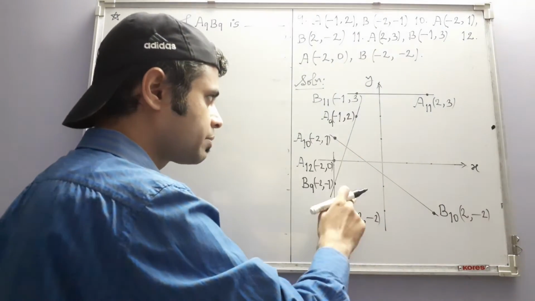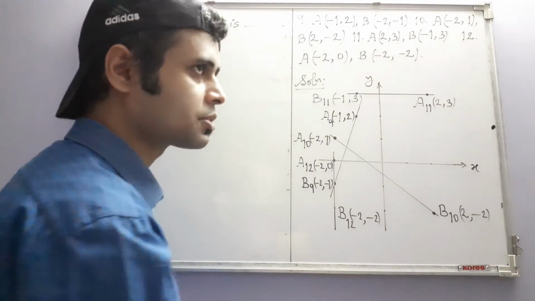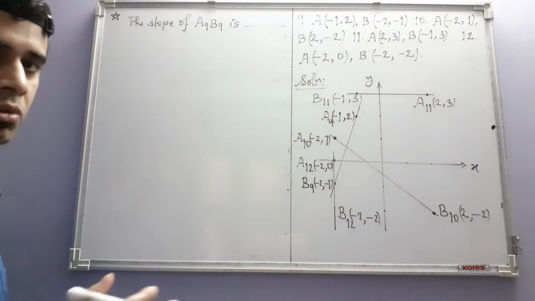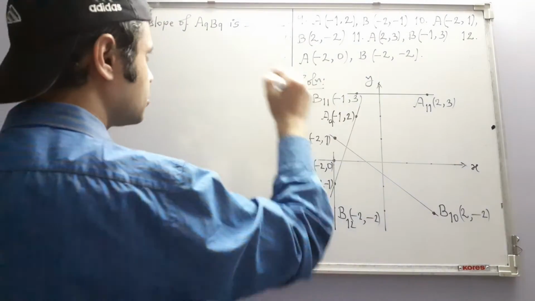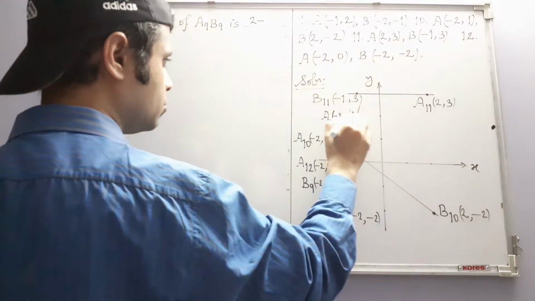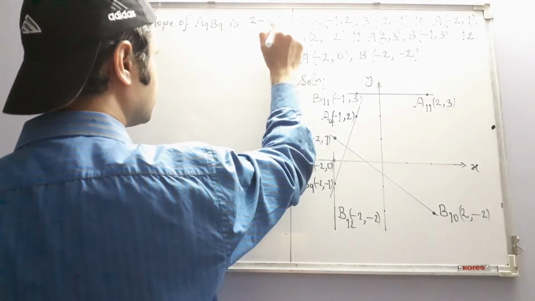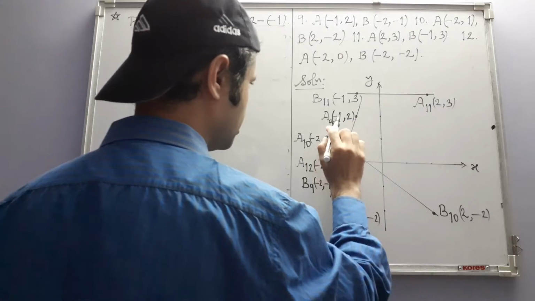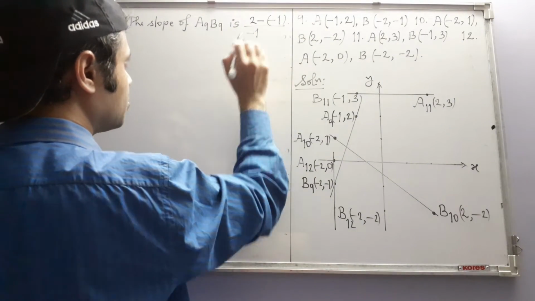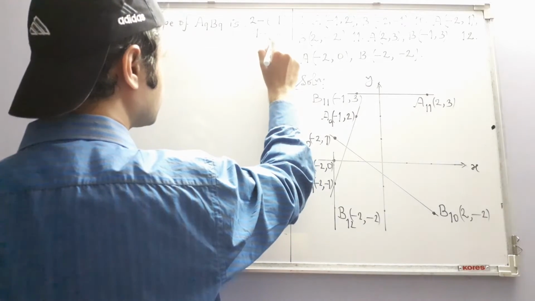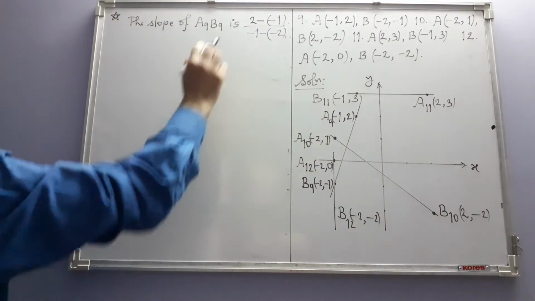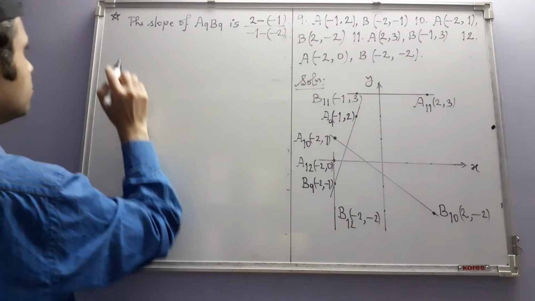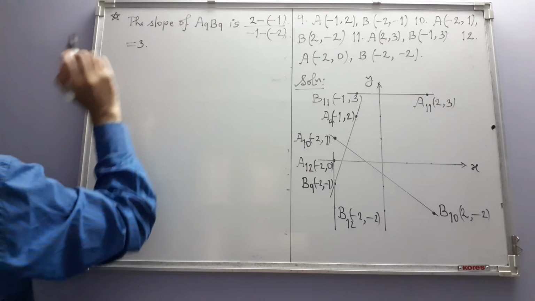It should be 2 minus minus 1 and minus 1 minus minus 2, not 2 minus minus 1 and then minus 2 minus minus 1. That will give us a wrong result. So 2 minus minus 1, the y increment comes in the numerator, and in the denominator minus 1 minus minus 2. So 2 plus 1 is 3 and minus 1 plus 2 is 1. So this is equal to 3.